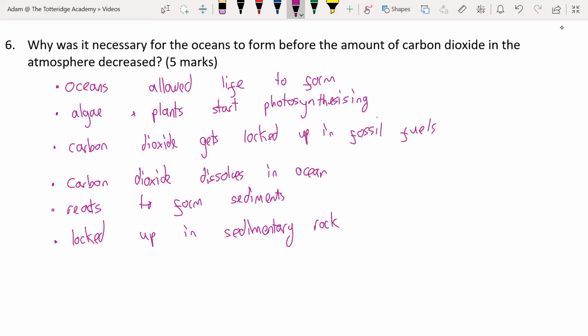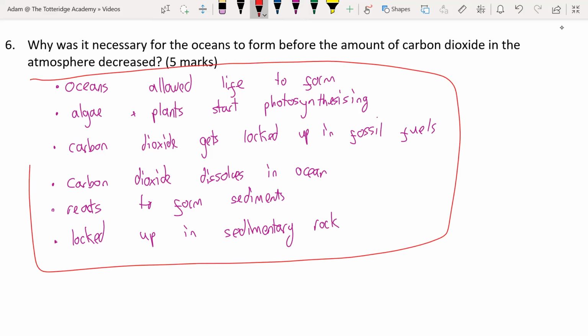I would suggest you do bullet points. I would suggest you flesh out the bullet points a bit more. So instead of saying carbon dioxide gets locked up in fossil fuels, you say the carbon dioxide is then locked up in fossil fuels or something along those lines. But in principle, if you wrote this in an exam, I would be surprised if you did not get all 5 marks. That is all we've got time for in this video.